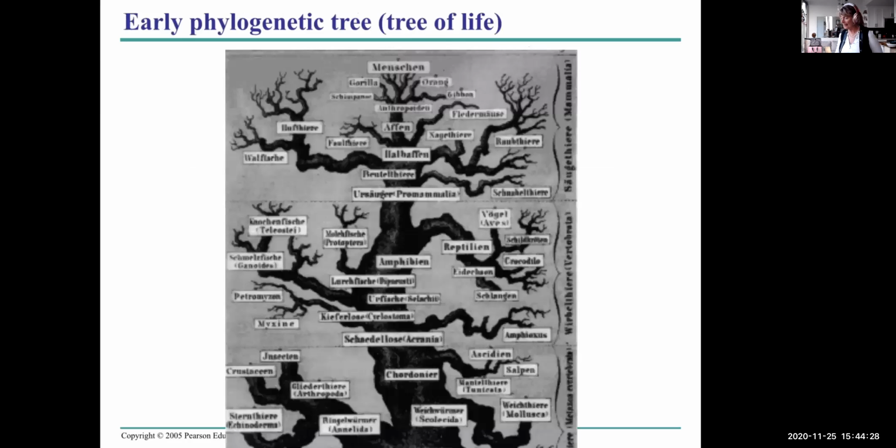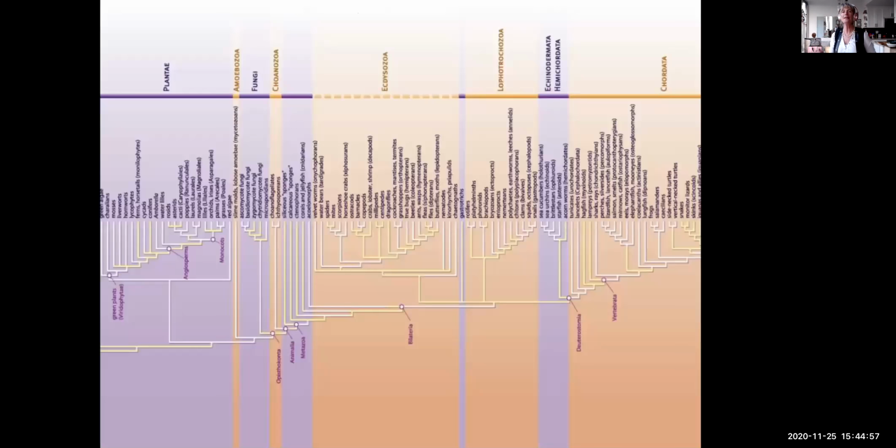So we can put all that in a tree, but this is a crazy kind of early tree of life where Menschen is people in German. In this tree, they look like, oh, they're the top, the epitome of evolution, and everything else came before. But as it turns out, humans are not the epitome of evolution. Everything that's alive today is the epitome of its own evolution.